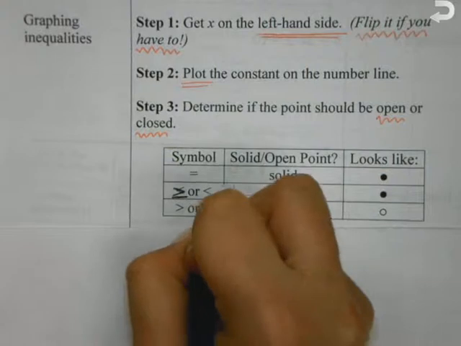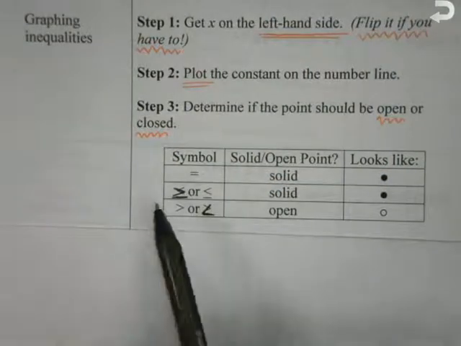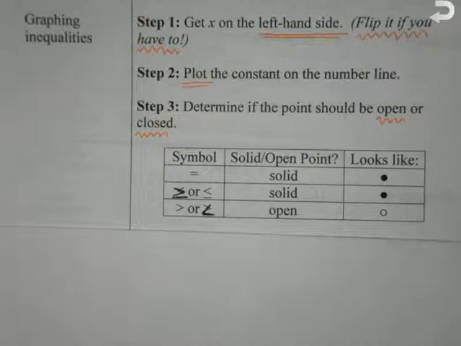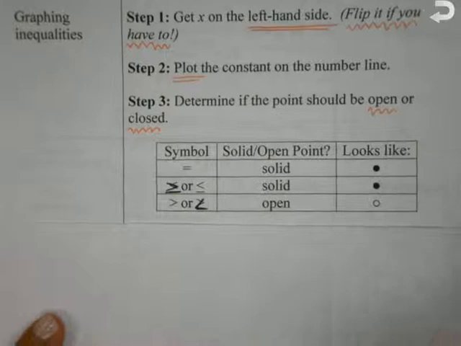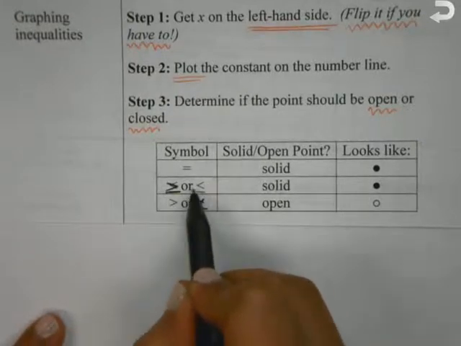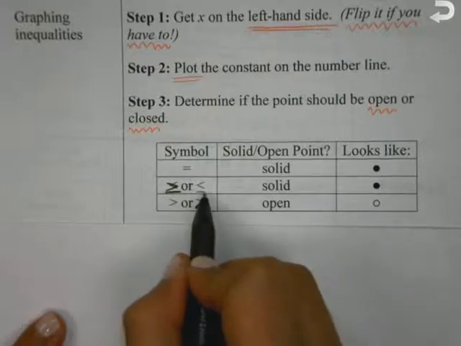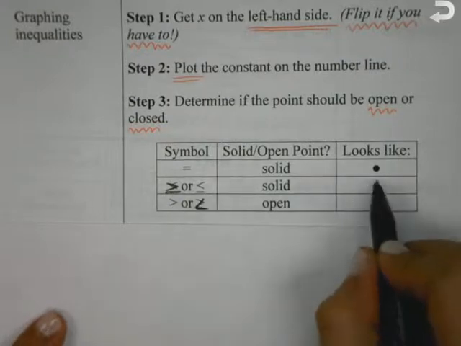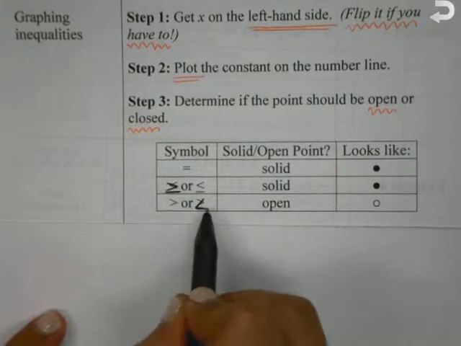Will you draw? Okay, so basically if there is an equal sign, our point is solid because that means we can be touching the point. So an equal sign, we have a solid point, it's shaded in. If we are less than or equal to, or greater than or equal to, our point is solid also because it has that equal sign underneath. Because we can touch it, so we shade it in. If we are greater than or less than, we have an open point.